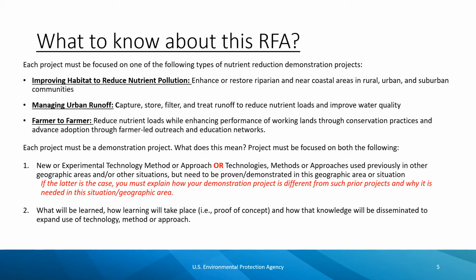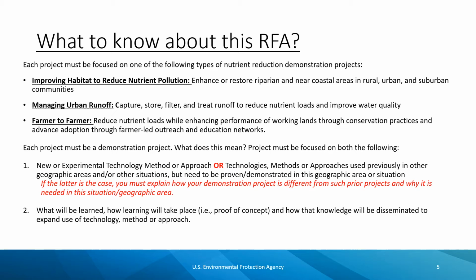This RFA expands beyond our typical farmer-to-farmer program to include non-agricultural nutrient reduction projects. Projects can be submitted for one of the three types listed here: habitat improvement, projects that enhance or restore riparian or near coastal areas in rural, urban, or suburban communities; projects for treating urban runoff, these would be ones that could capture, store, filter, and treat runoff to reduce nutrient load and improve water quality; and lastly, the RFA still includes our traditional farmer-to-farmer program.